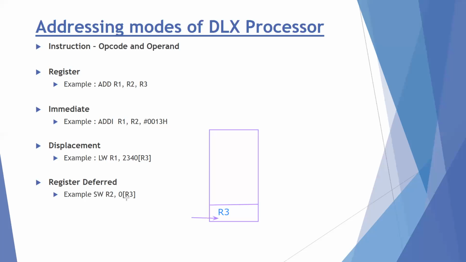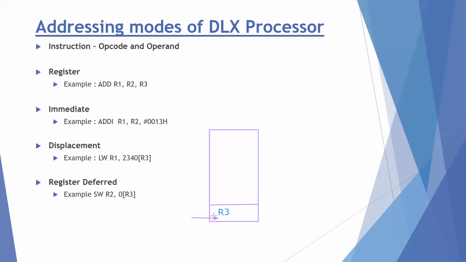This will take the contents of R3, add 0 to it, so there's no displacement, right? So it will take the contents of R3 as a memory location, access the memory and store the contents of the source register R2 at that memory location.